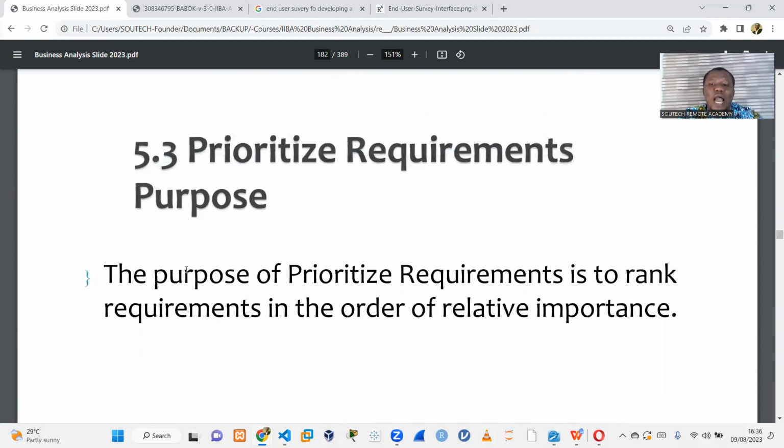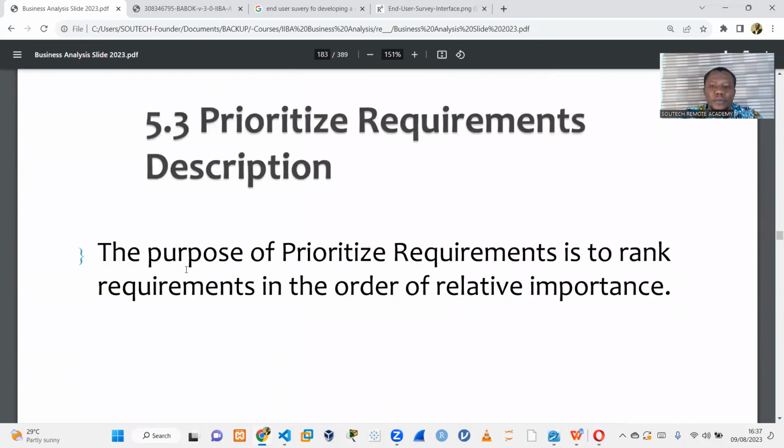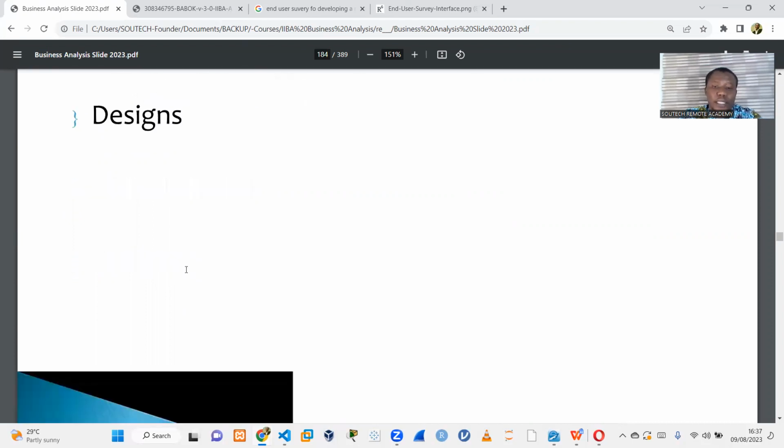Okay, so we have prioritized requirements. Why do you need to prioritize requirements? Relevance. Not everything the client says he needs to be done, or not everything that you feel the client is going to need, is worthy of note. So here, after we listed everything, you want to now put some kind of order, some kind of scale of preference. In order to be able to prioritize requirements, you need requirements. Of course, you also need the design.